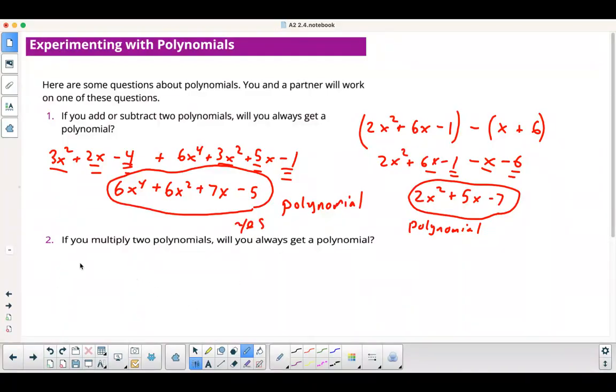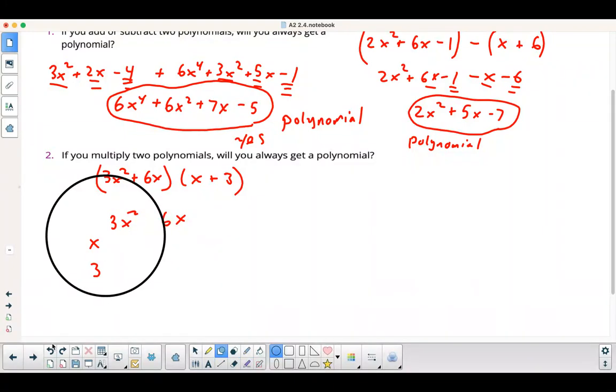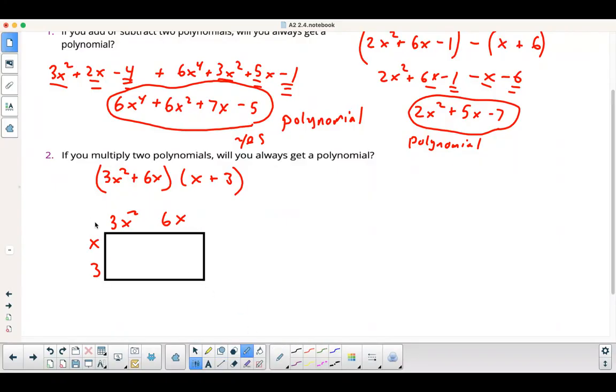Okay. If you multiply two polynomials, all right, there's my two polynomials that I'm going to use to multiply. I'm going to use that box method. So I put my terms right here. And what I do is I create a little box. Whoops. That's a circle, not a box. Okay, and I'm basically going to multiply these.